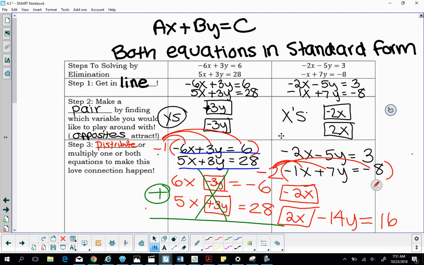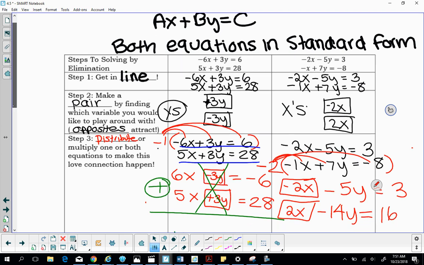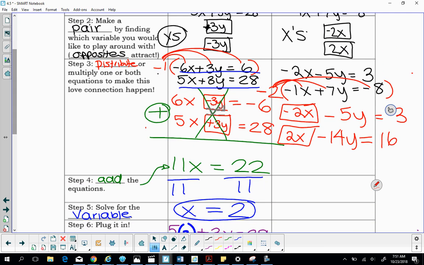And the more you do this, it may be a little confusing right now, but the more you practice this, the easier it will get. Do I need to do anything to the top equation to get it to be negative 2x? No, so I'm just going to rewrite it. And so the more you do it, the easier it will get. And so I'll do a few examples.